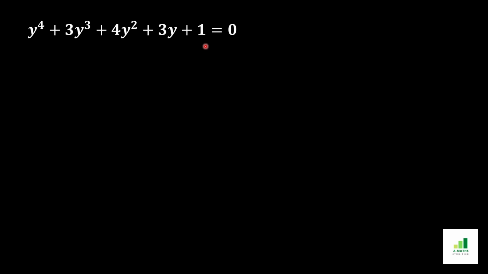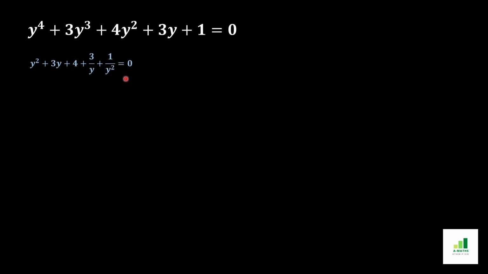So our given question is y to the power 4 plus 3y cube plus 4y square plus 3y plus 1 equal to 0. In order to solve this question, first we will divide the whole equation by y square on both sides. And we will get y square plus 3y plus 4 plus 3 over y plus 1 over y square equal to 0.